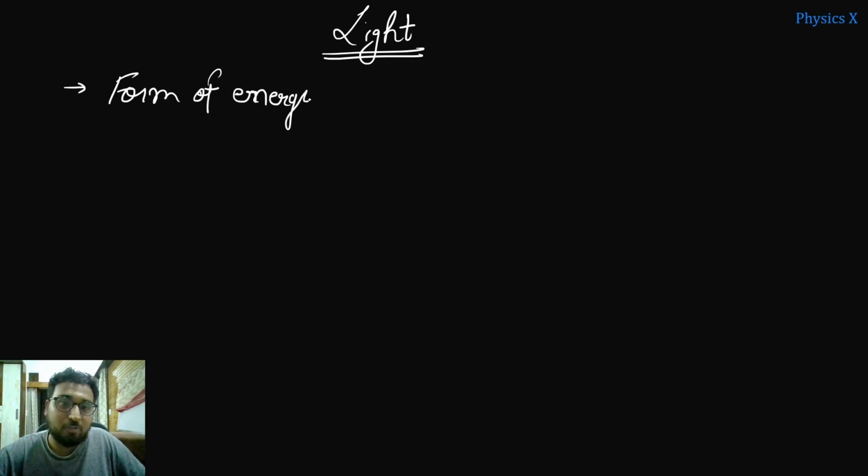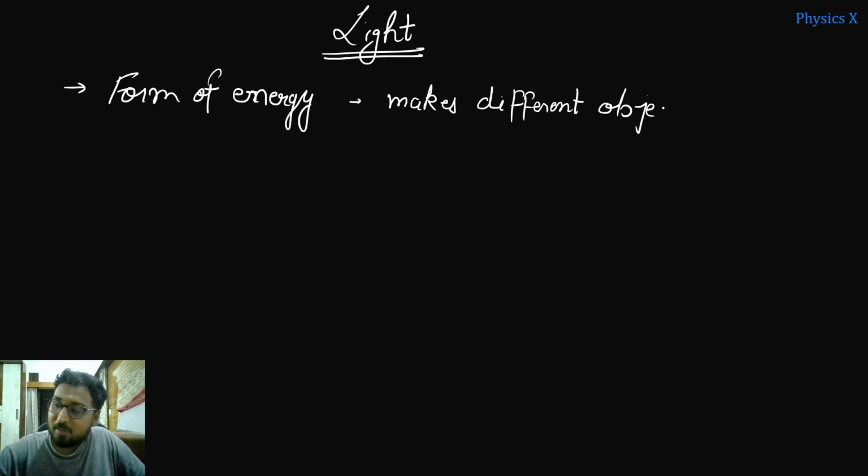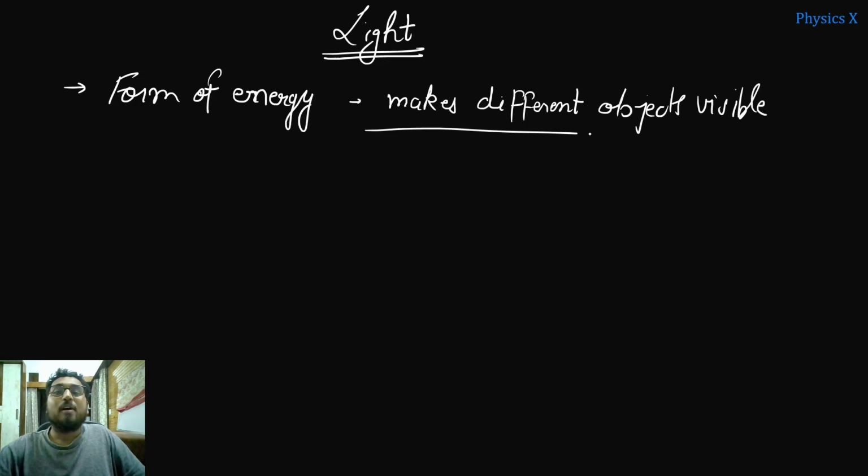We have different forms of energy: wind, water, thermal, nuclear, etc. And this is one among those. This is a form of energy which makes different objects visible. So it is responsible for our sensation of vision. Whatever we are able to see, it is because of this form of energy, which is light.